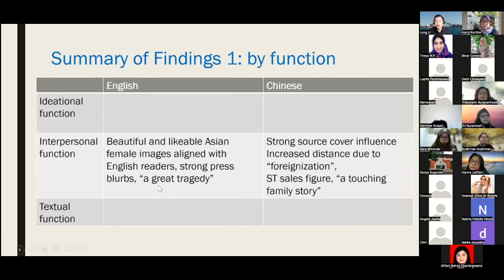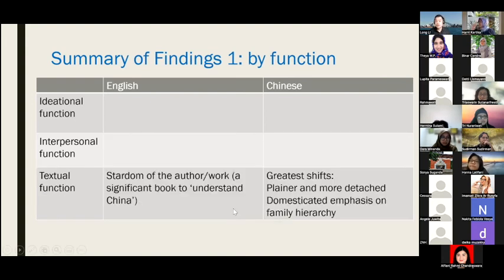Because, of course, when you present a book as a tragedy, then the question arises as to what causes the tragedy, who is responsible. And then you have to interpret history and the leaders of China at the time. But the Chinese translation is more personal. Within the intertextual function, that's where I found the greatest shift.